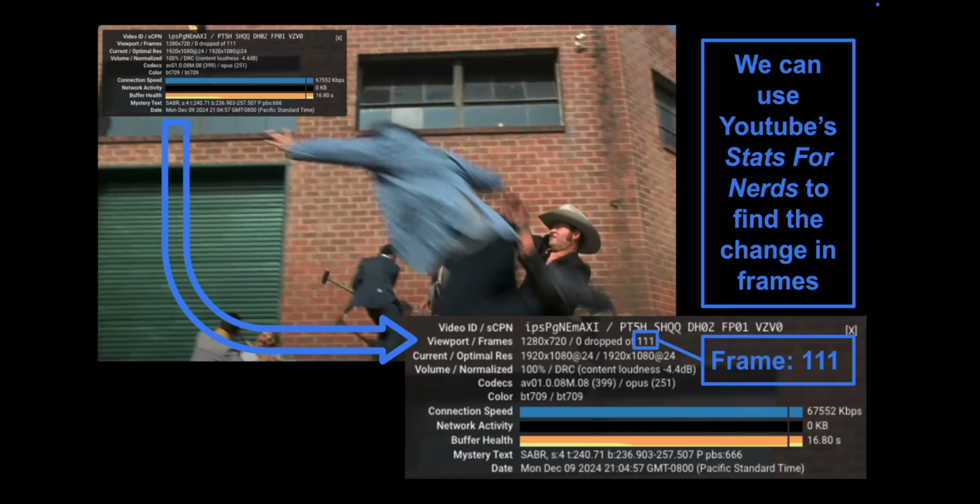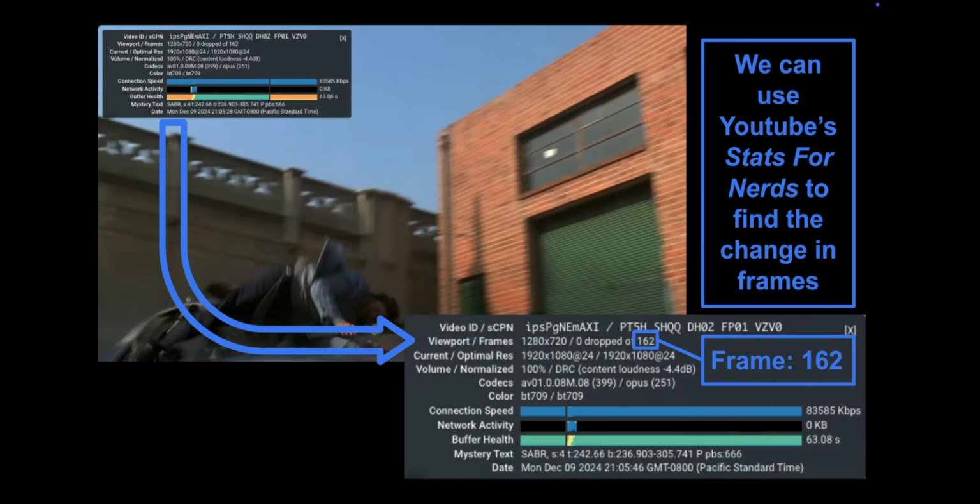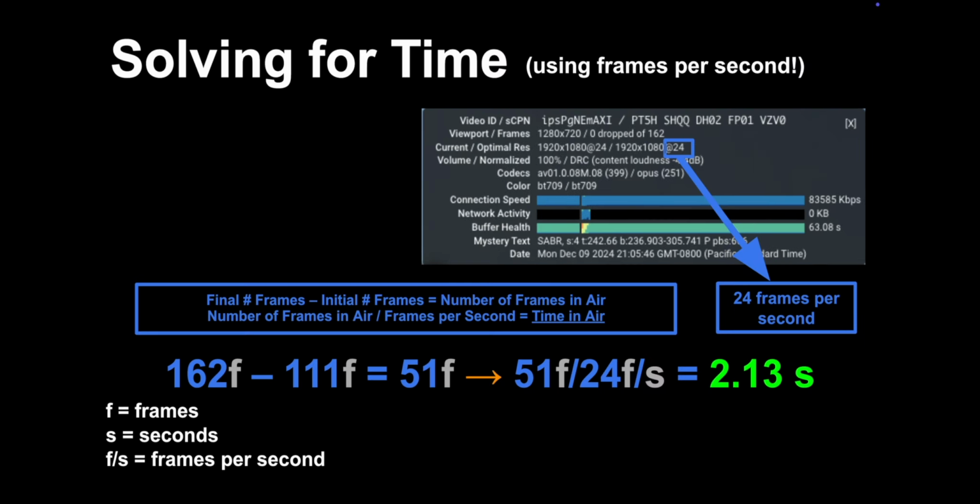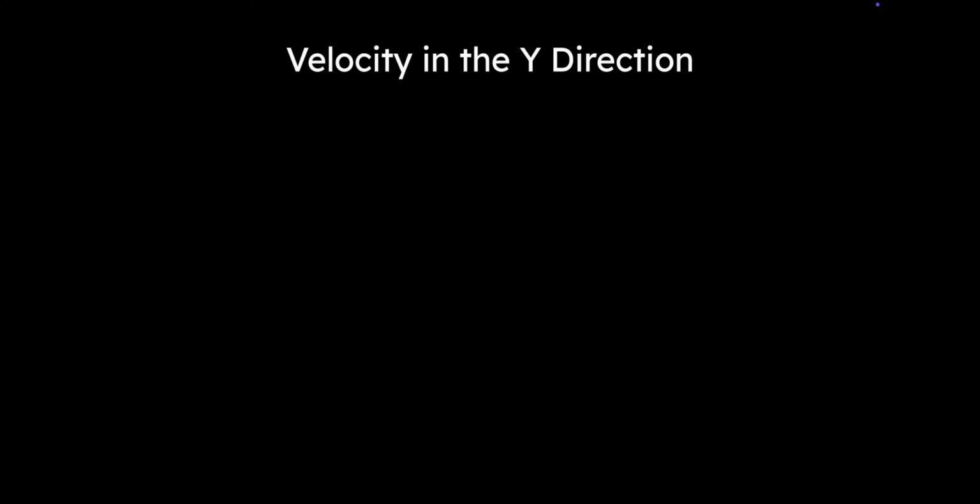We can solve for time by finding the number of frames between the stuntman being thrown and his eventual collision with the car. We can then divide this by the frame rate. So we can see when he's first being thrown, we're at frame 111, and when he impacts with the windshield, we're at frame 162. Simple subtraction gives us a difference of 51 frames, and if we divide this by the frame rate, which is 24 frames per second, we find that the time that he's in air is 2.13 seconds.